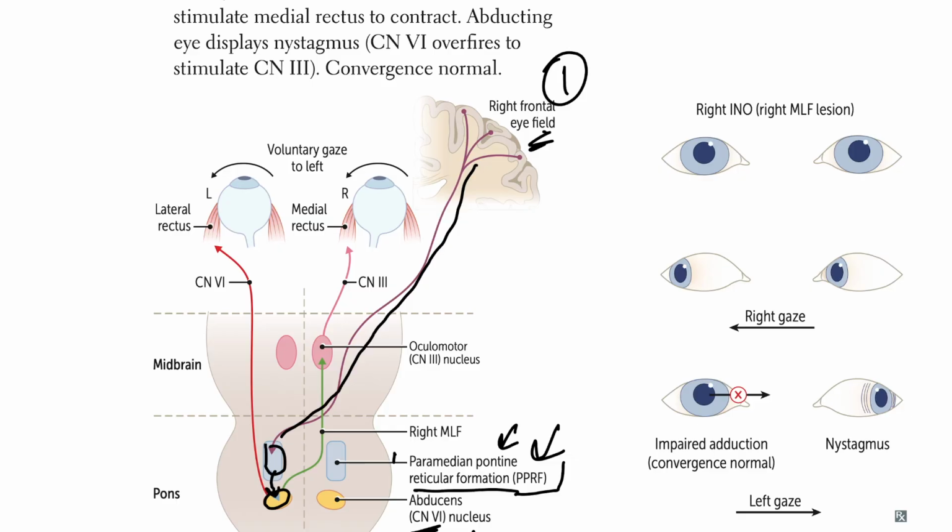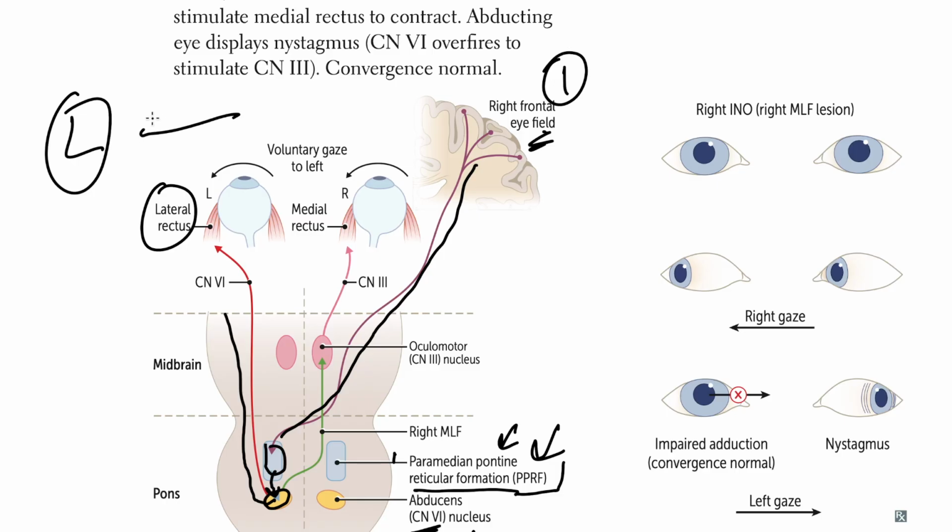So what would CN6 do? Again, what are we trying to do? We want to look towards the left side. CN6 has a direct supply to the lateral rectus. It says, okay, just turn left, and the lateral rectus moves the left eye to the left. But what about the other eye? If you move it towards the left as well, that's going to be opposite, and it's going to look pretty bad. One eye is looking here, the other eye is looking that way.